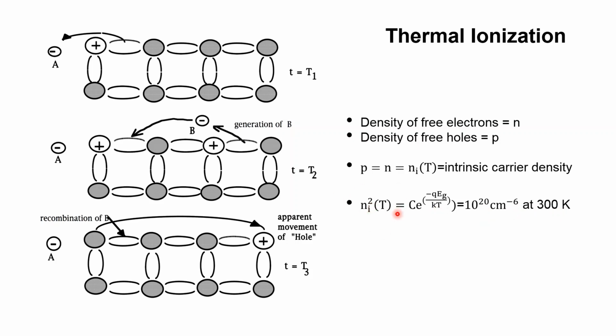So the value of this is equal to 10 to the power 20 per centimeter to the power 6 at 300 degree Kelvin. If Ni square is this much, what will be Ni? So Ni will be 10 raised to the power 10 per centimeter cube. So this is the density of thermally generated electrons and holes. So electrons will be equal to Ni and holes will be equal to Ni. So this is the density of thermally ionized free charge carriers at 300 degree Kelvin.